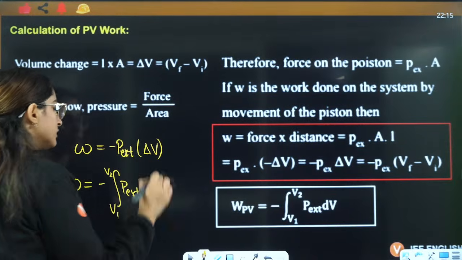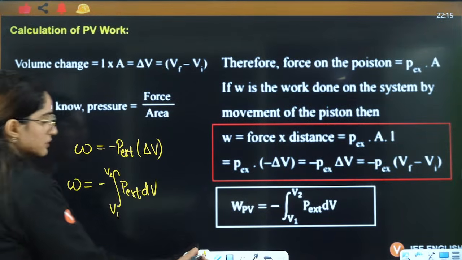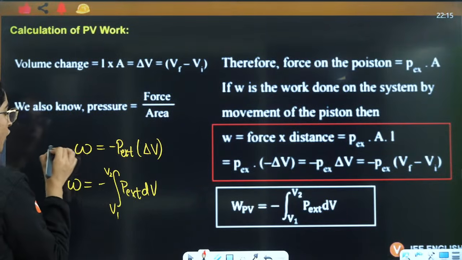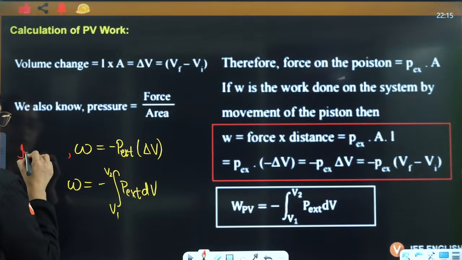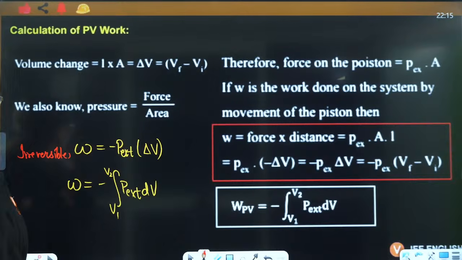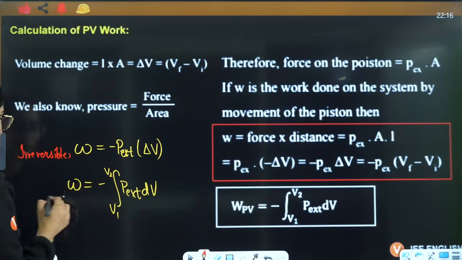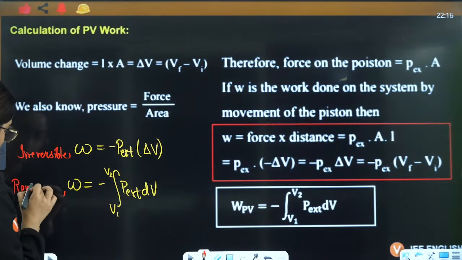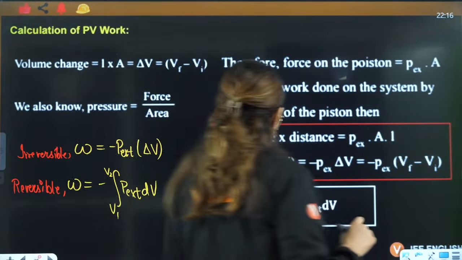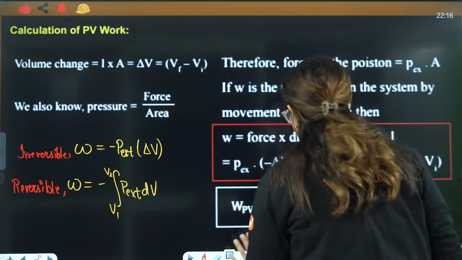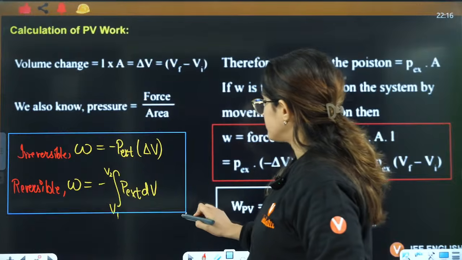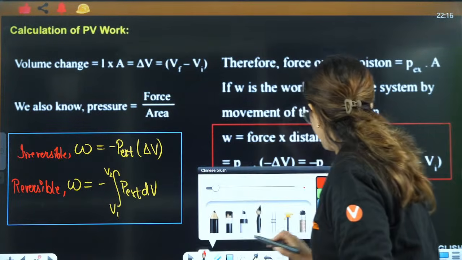write d. Now this I am writing for irreversible process, when the large change is there, right? This I am writing for reversible, when small change is there. Okay, you just have to remember this thing here, you can ignore this whole part, just remember this part, okay?